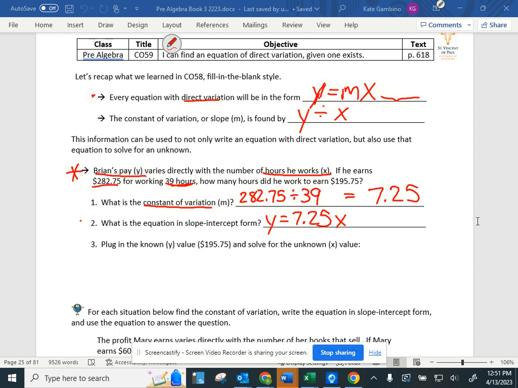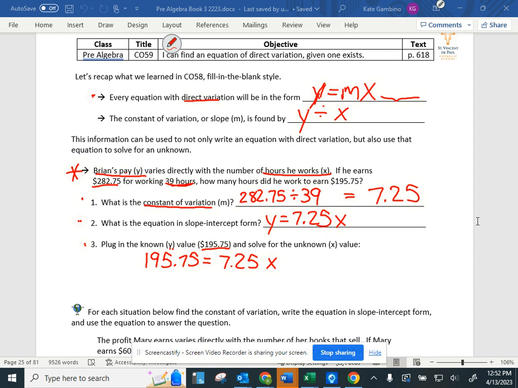So now we have to do our last step. So the first step is finding your slope. Second step is putting it into the slope-intercept form. And then our last step is you plug in what's known into the formula and you solve it for your unknown. We know the y is $195.75. So I'm going to put that in for my y. That equals 7.25 times x. So now I need to solve for my unknown. I need to solve for that x.